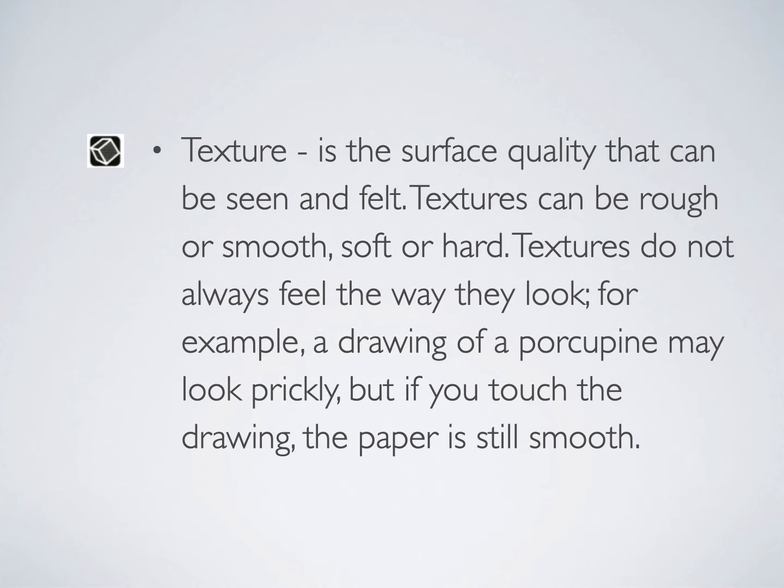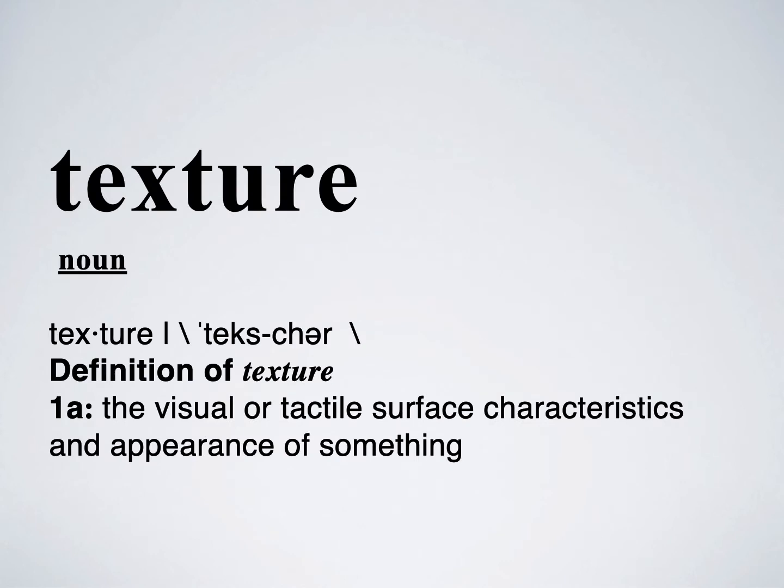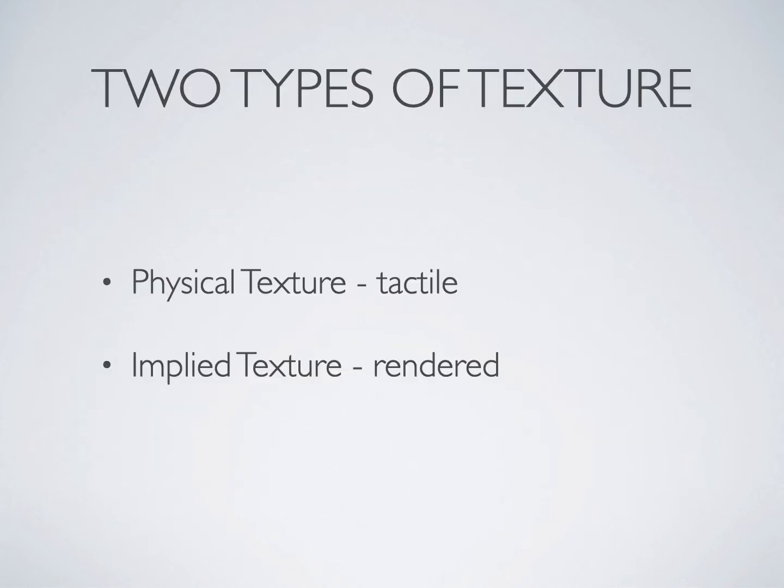is still smooth. Merriam-Webster's definition of texture, and that's how we pronounce it in the U.S., texture: the visual or tactile surface characteristics and appearance of something. That something could be whatever you're drawing.